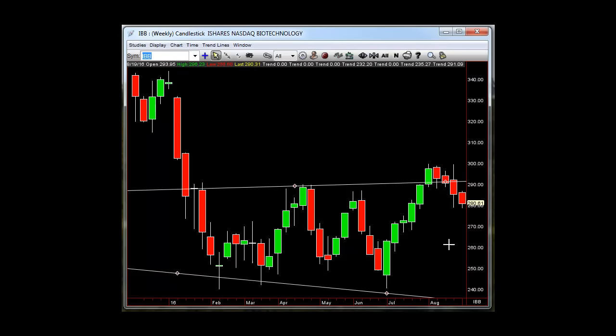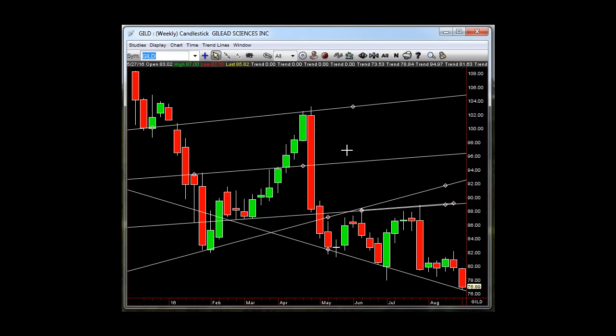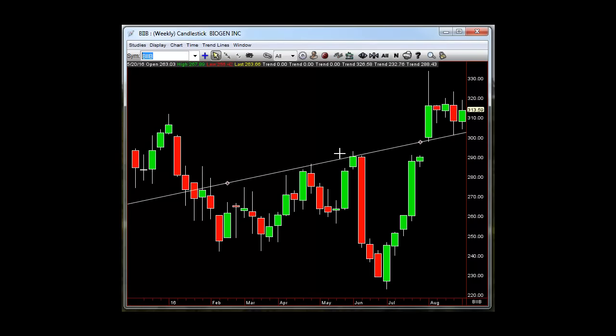Is it going to drop back into this range, triangle back through, or is it going to try and hold and take another shot up? Because you've got stuff like Regeneron right back in the middle of it, still having problems. Like their GILD, really having some issues here, going back toward the lows. And then you've got BIIB, 1, 2, 3, 4 weeks inside this bar.